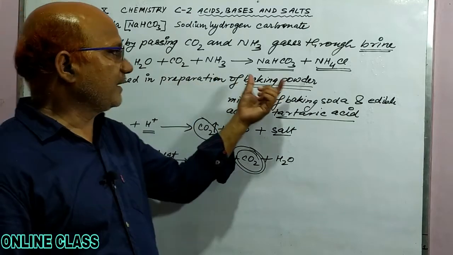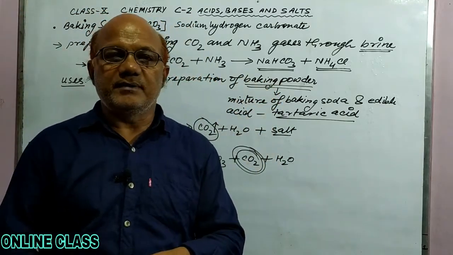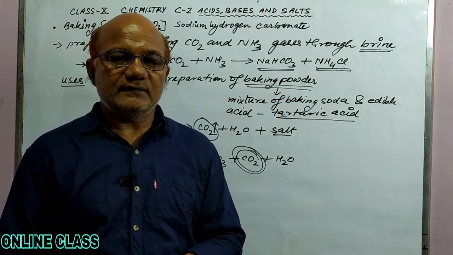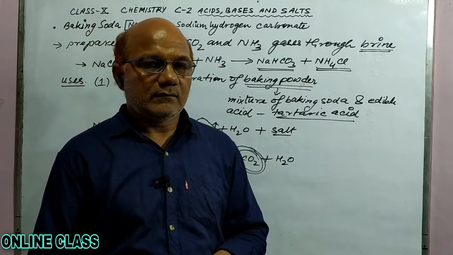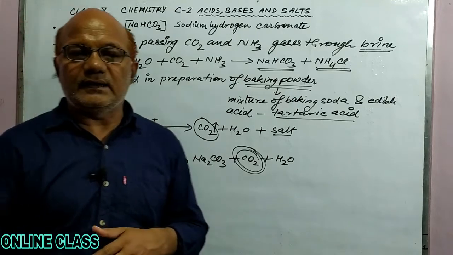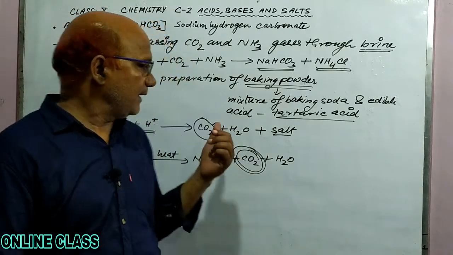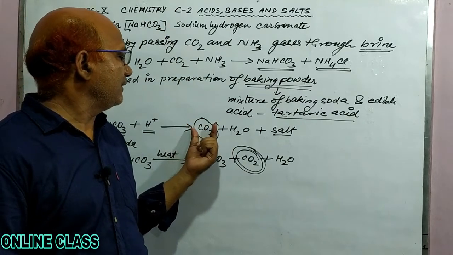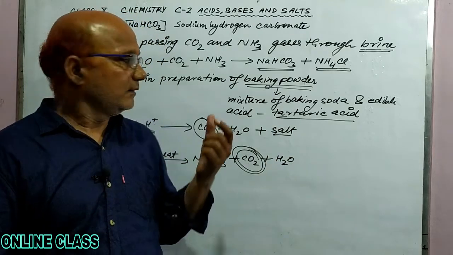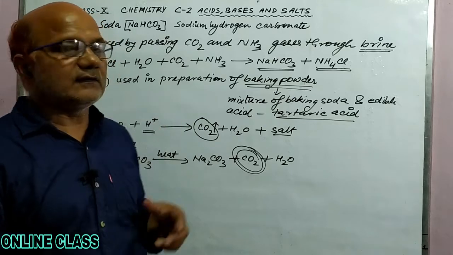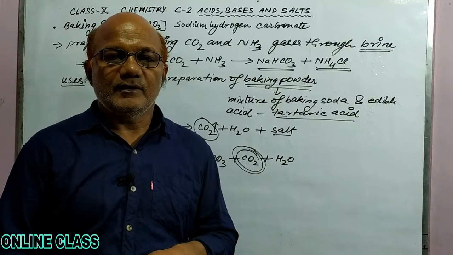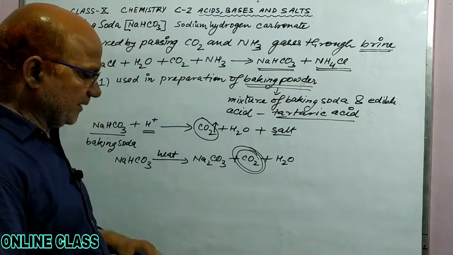What is baking powder? It is mixture of baking soda and tartaric acid. Okay. What is tartaric acid? It is edible acid. Okay. When baking soda reacts with hydrogen ion from tartaric acid, then carbon dioxide gas, water and salt of that acid are produced. Okay. When this powder is heated, this carbon dioxide gas makes the bread soft and spongy.